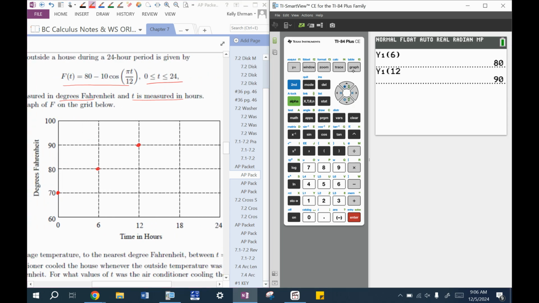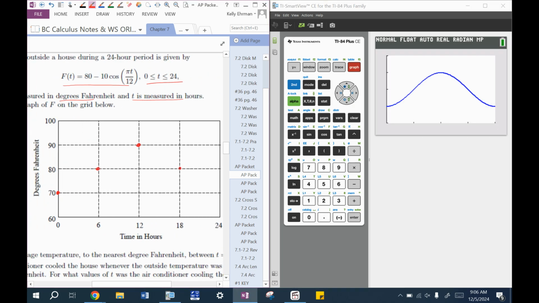I bet this is symmetric, right? Our graph looks symmetric, so I'm going to save time. You could double check these if you want, but I'm going to save time and just plot them symmetrically. Sketch the graph with the correct concavity.